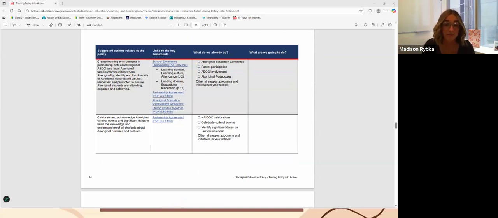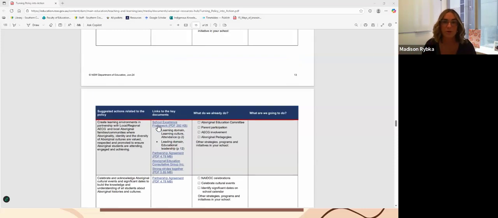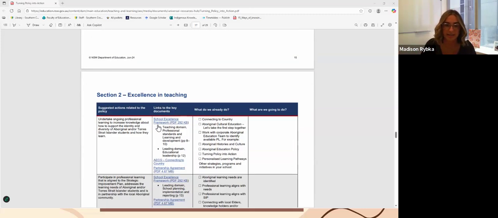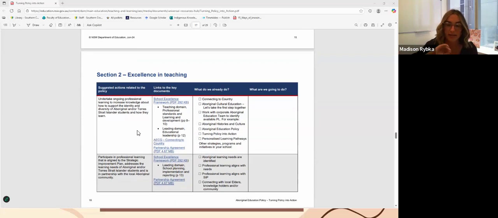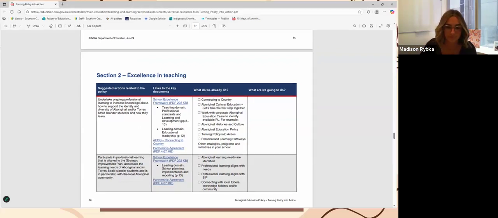I know it sounds tokenistic, but you probably are always attending those celebrations and NAIDOC weeks. You're probably already trying to create partnerships with your local community. You're probably already fostering identity within your classroom, but it's a good way to check in and see if you are doing it. Especially looking at this ongoing professional learning, if you ever want to keep going and learning, it gives you also places to go to.